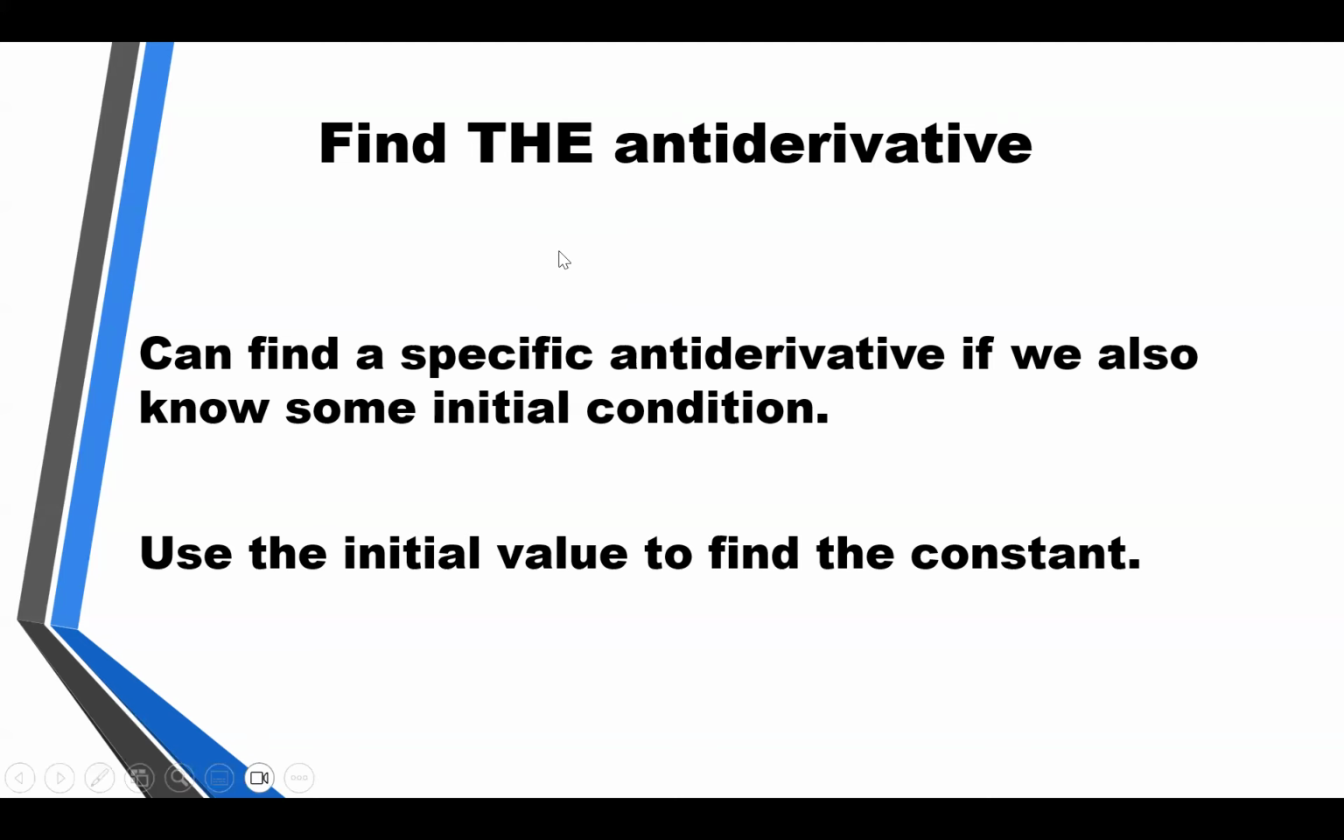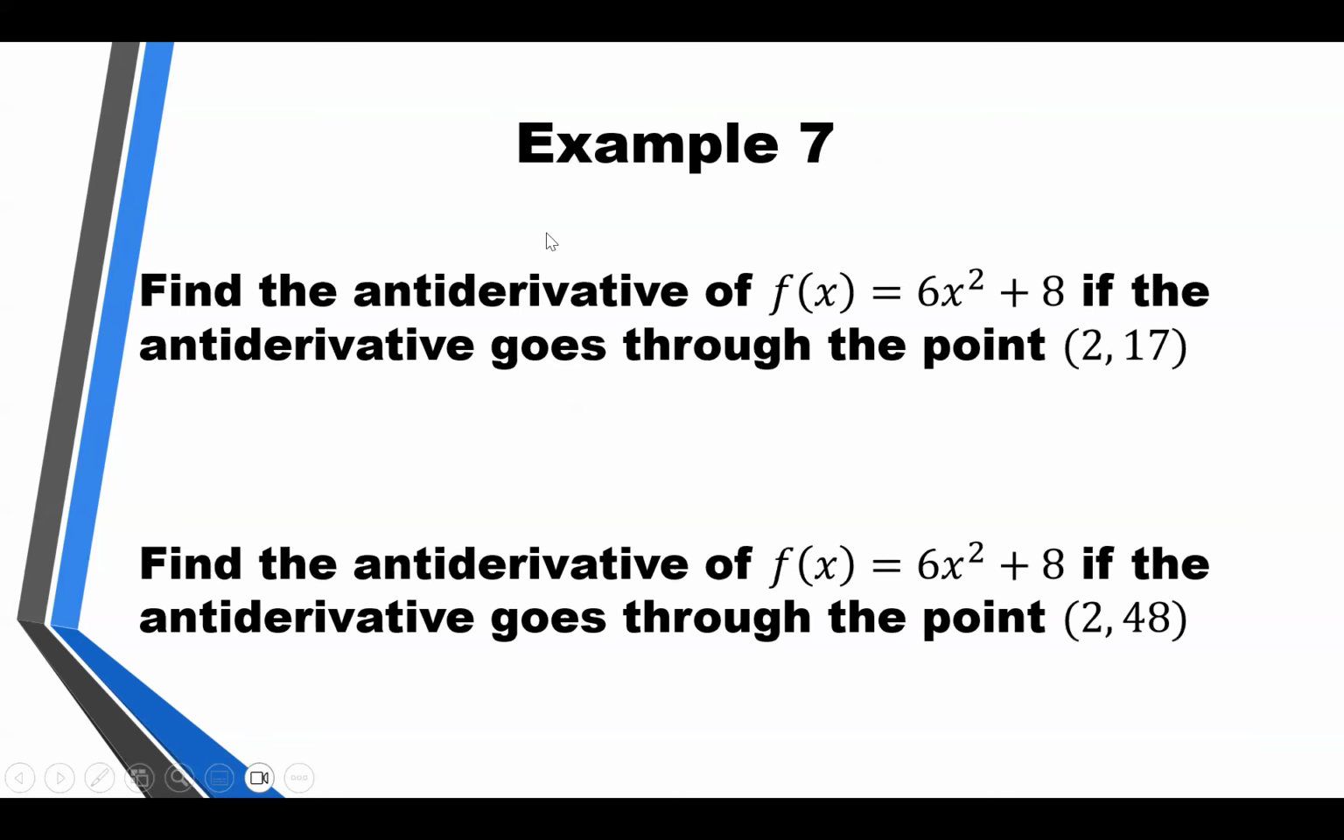So we'll only do a couple of examples. Let's find the antiderivative of lowercase f of x equals 6x squared plus 8 if I know the antiderivative goes through the point (2, 17). And then let's do the same thing: find the antiderivative of f of x equals 6x squared plus 8 if I know the antiderivative, instead of going through the point (2, 17), now goes through the point (2, 48).